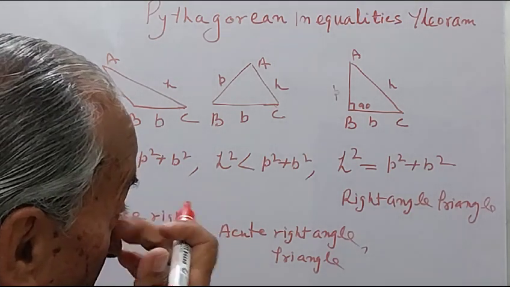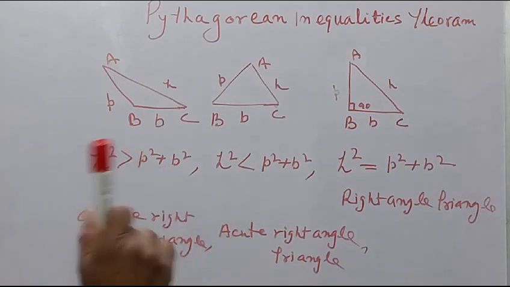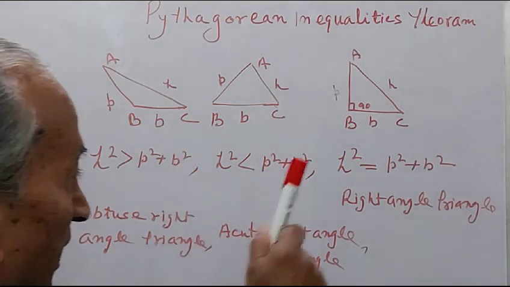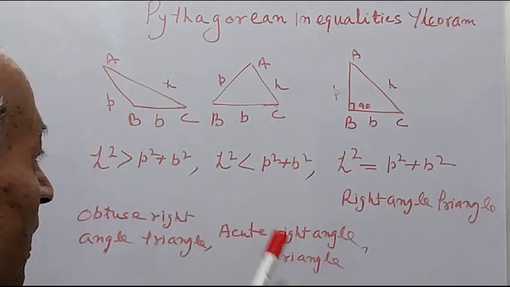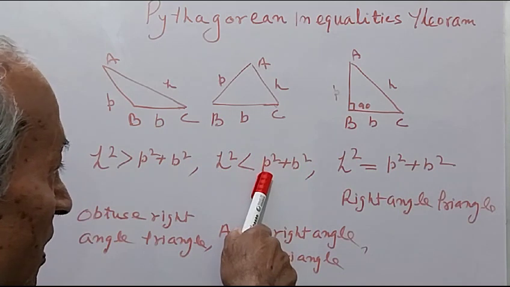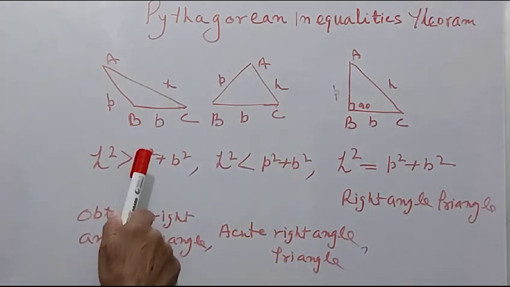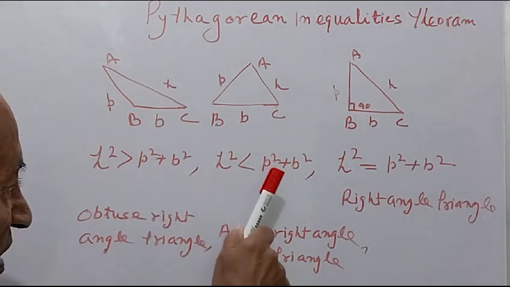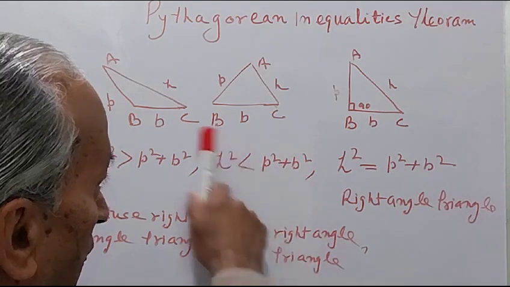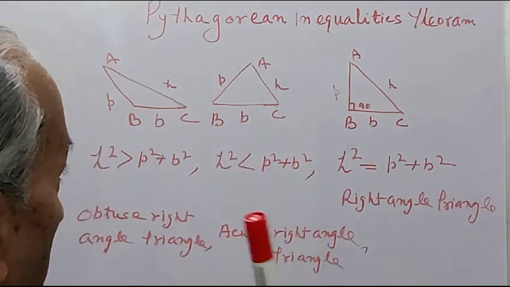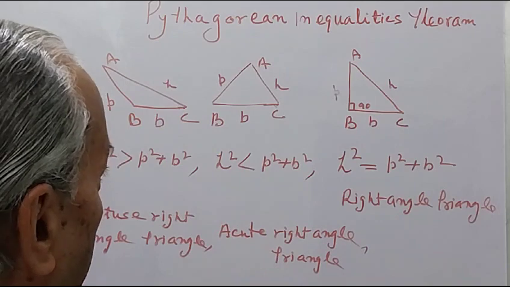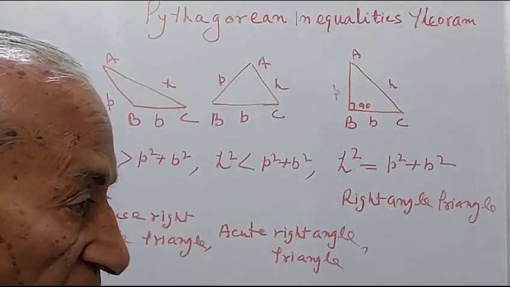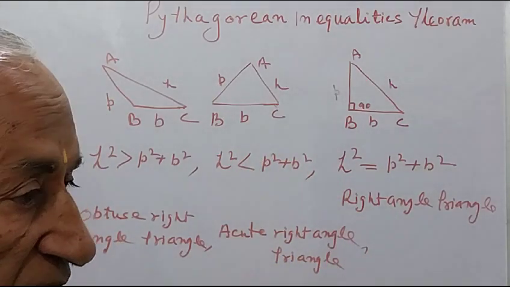So by seeing the triangles, you can tell whether it is an obtuse or an acute triangle by checking whether h square is more than p square plus b square, or h square is less than p square plus b square. So you can determine yourself whether it is an acute triangle or an obtuse triangle in which the Pythagorean inequalities theorem is applied.